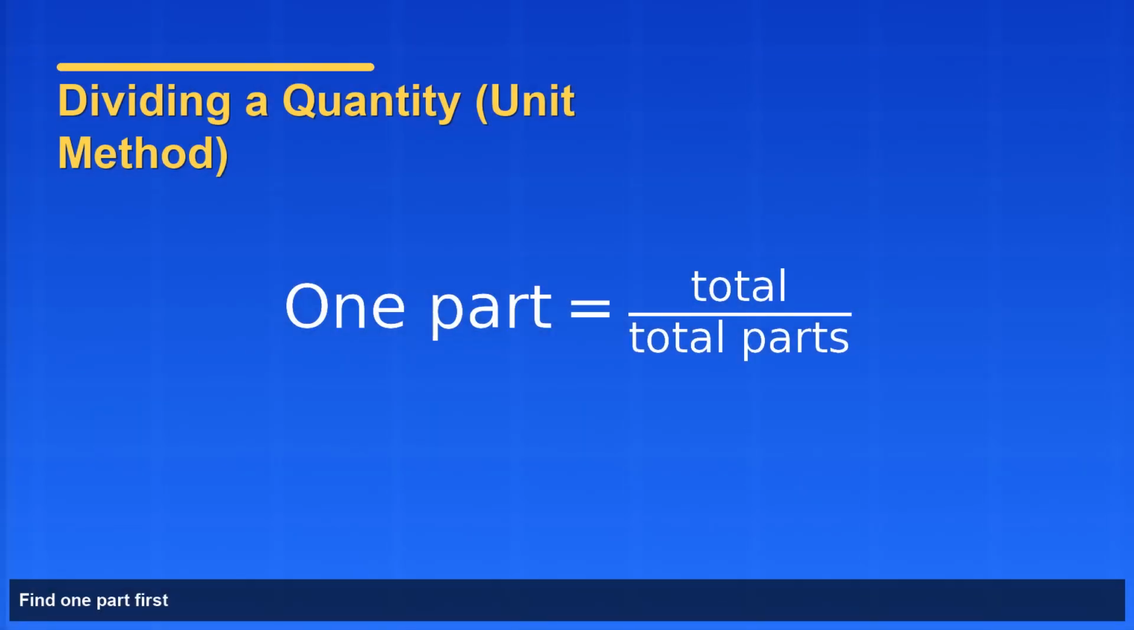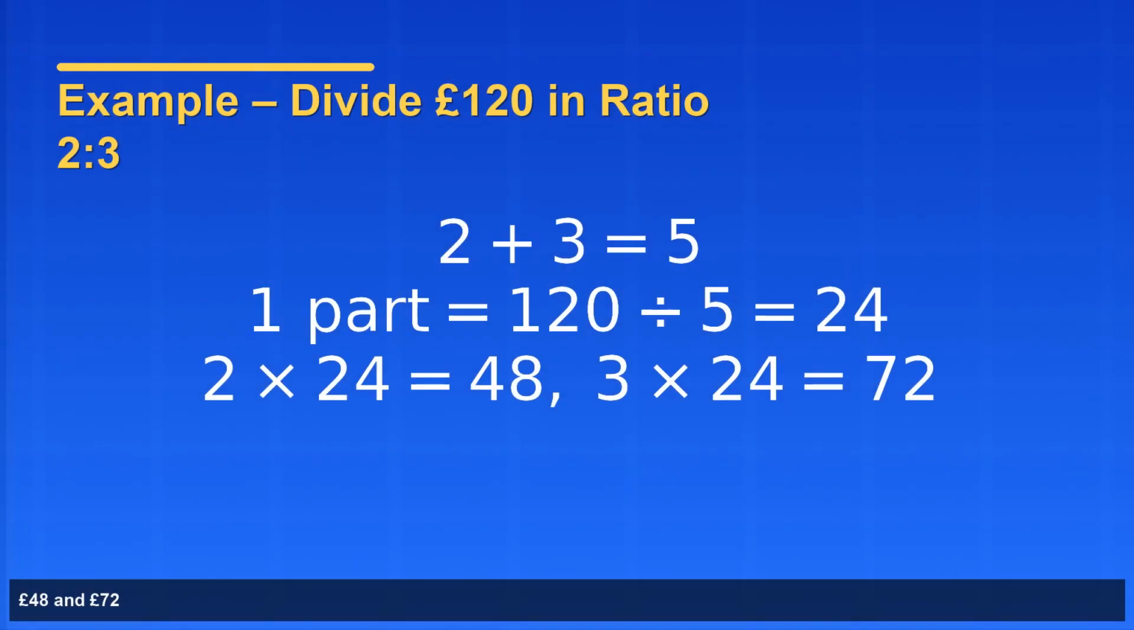To divide a quantity in a ratio, first add the parts, then divide the total by that number to find the value of one part. For a total of 120 pounds shared in the ratio 2 to 3, there are 5 parts in total. One part is 24 pounds, so the shares are 48 and 72.